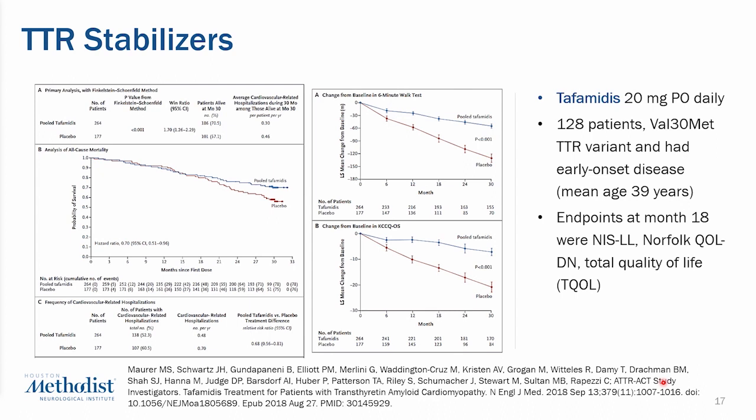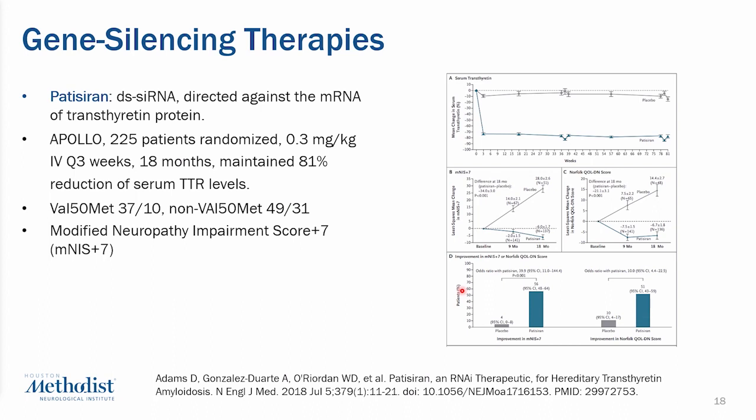The assessment of all-cause mortality, which is shown here in this graph, followed by the frequency of cardiovascular-related hospitalization, was superior in the tafamidis group compared with the placebo group over 30 months. We can see here in the second figure that the 6-minute walk test as well as the KCCQ questionnaire was better in the tafamidis group compared with the placebo group.